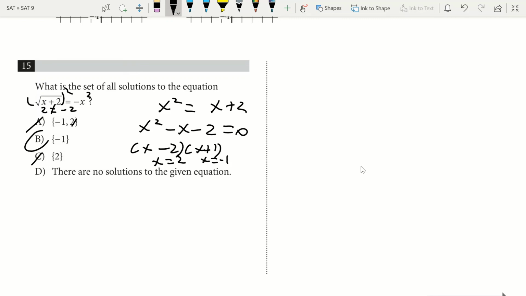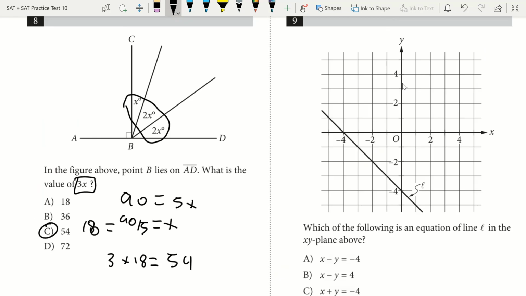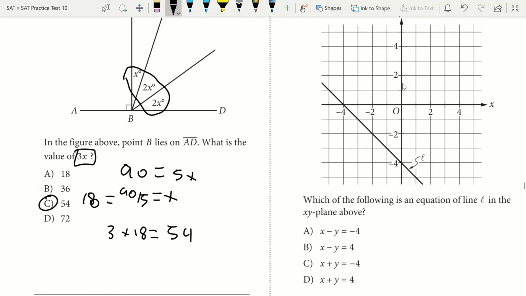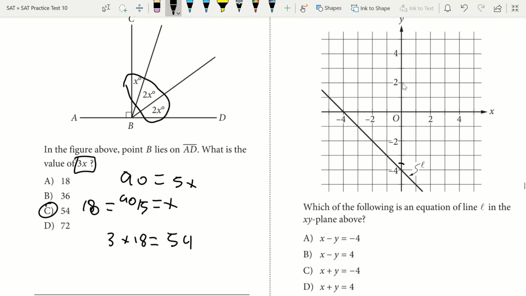So my answer choice will be B, because that's 1 equals 1. All right, moving on. Question 9. Which of the following is an equation of line L in the xy plane above? All right, well, I see that my y-intercept's negative 4, so I can go ahead and get rid of B and D. Now my slope I see is negative 1 because I go down 1 and over 1.